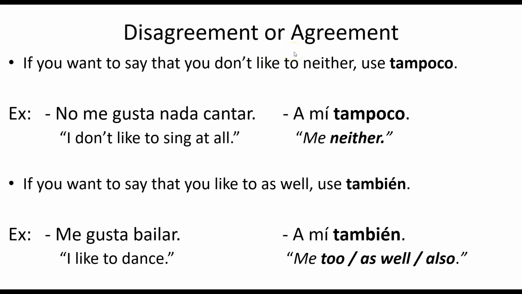Disagreement or agreement. If you want to say that you don't like to do something either, use tampoco. No me gusta nada cantar. I don't like to sing, not at all. A mí tampoco, me neither. If you want to say that you like to as well, use también. Me gusta bailar. A mí también, which means me too, or me as well, or me also.